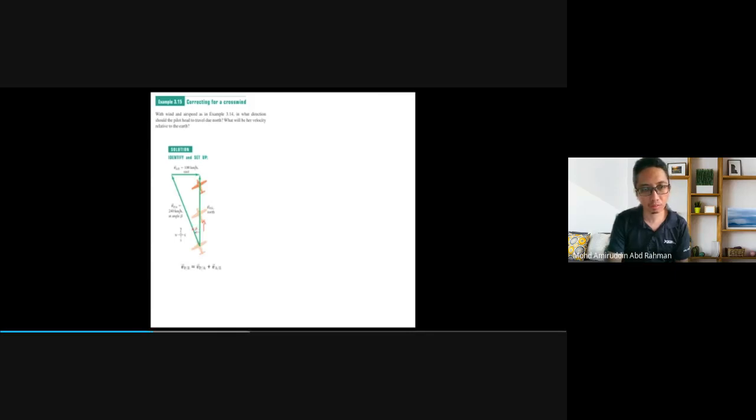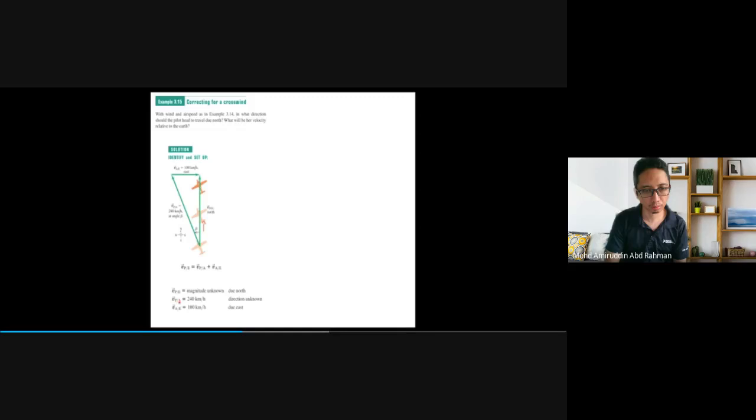We will appeal to equation 3.35 that says the velocity of the plane with respect to the Earth is equal to the velocity of the plane with respect to the air plus the velocity of air with respect to the Earth. And we know something about all three of these velocities. The speed of the plane with respect to the Earth is unknown. However, we know that it must be due north. That's what we are requiring.